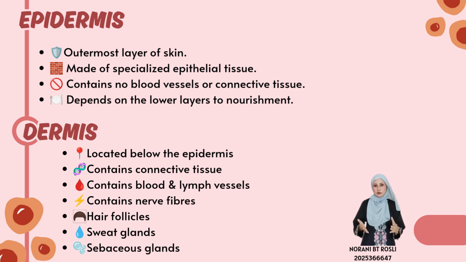The second layer is dermis. It is thicker than the epidermis and it is made of connective tissue. Unlike epidermis, the dermis contains blood vessels that supply oxygen and nutrients to the skin. It also contains nerve endings that help us feel touch, pain, pressure, and temperature. Besides that, this layer contains hair follicles, sweat glands, and sebaceous glands, which help us maintain healthy skin.